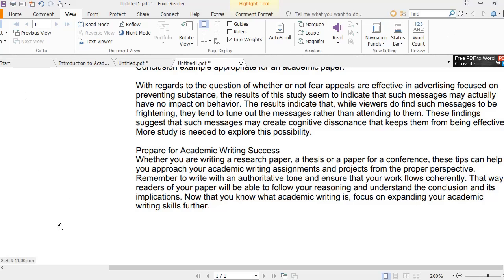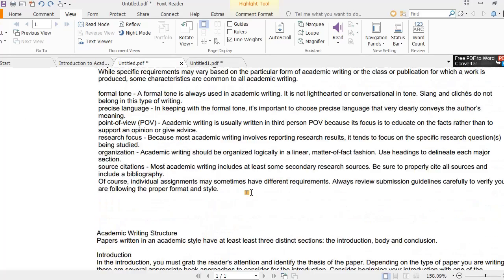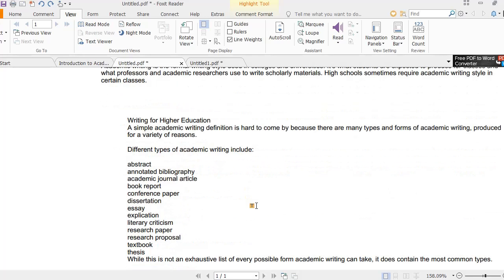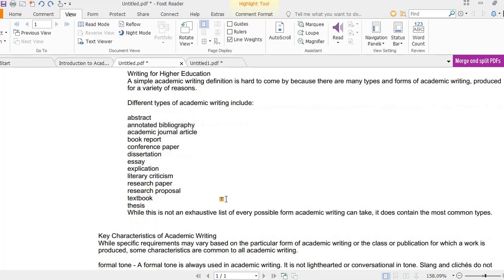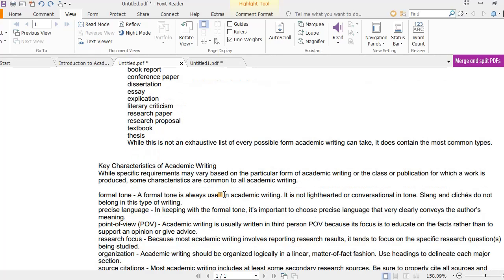So the main points I would like to summarize here is, what do you mean by academic writing? I have said, okay, the academic writing, then the types of academic writing include abstract, annotated bibliography, academic journal article, book report, conference paper, dissertation, essay, explication, literary criticism, research paper, research proposal, textbook, thesis, all those. Then key characteristics of academic writing, that is, you should use a formal tone. Then the point of view, that is third person point of view. You should write in third person point of view.